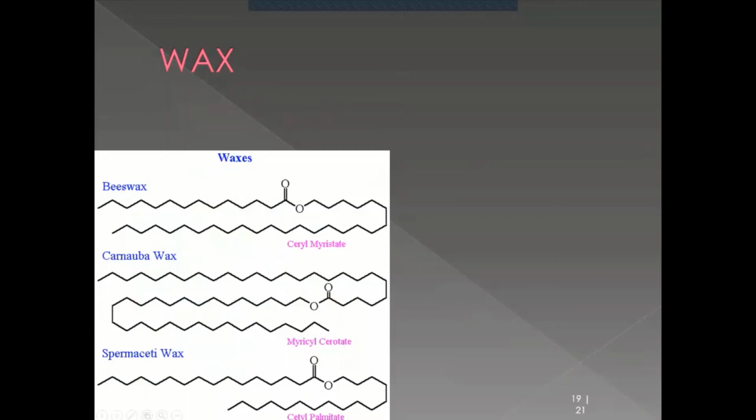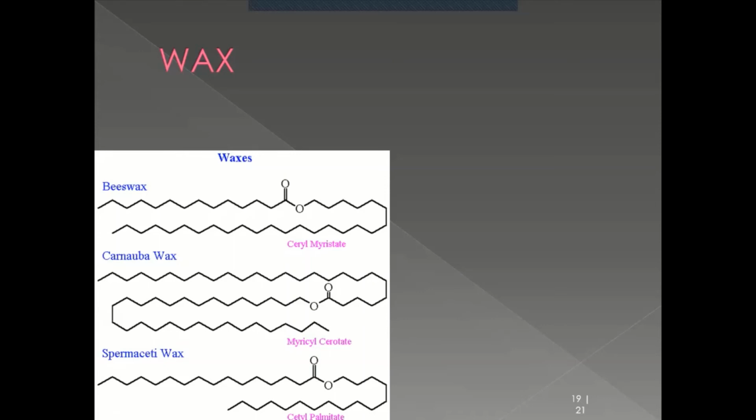So soap was special because soap was ionic. And as soon as you make it into something with a charge, positive, negative, that makes that area hydrophilic. So it has both parts. Wax, on the other hand, like triglycerides, is completely hydrophobic.